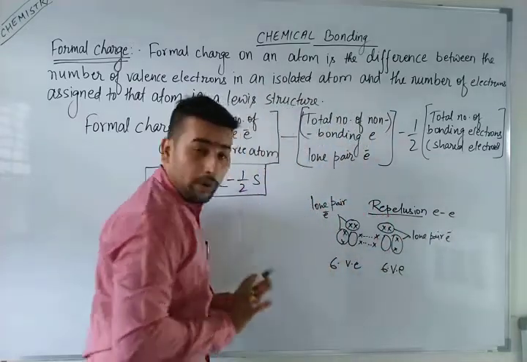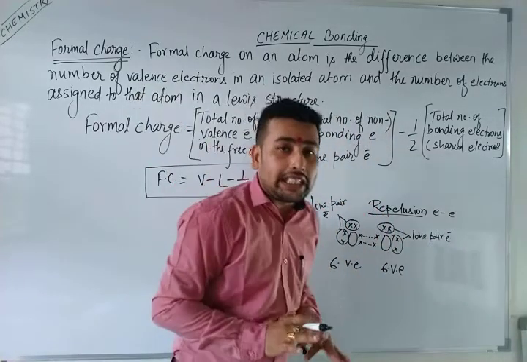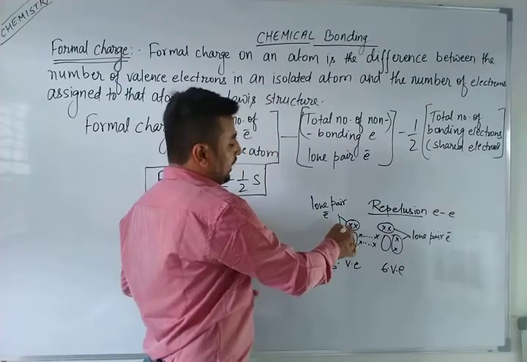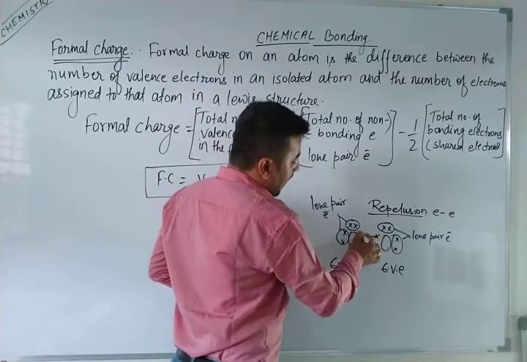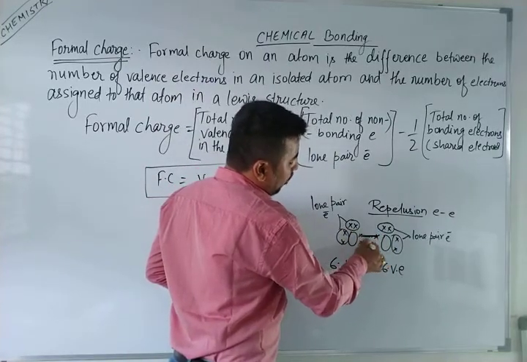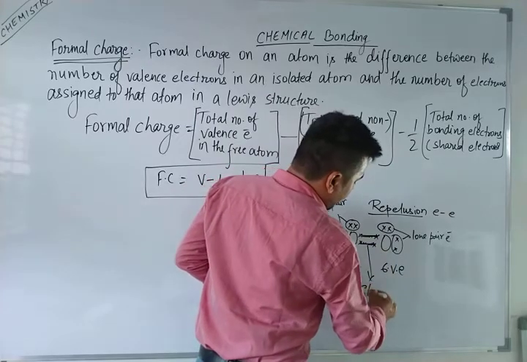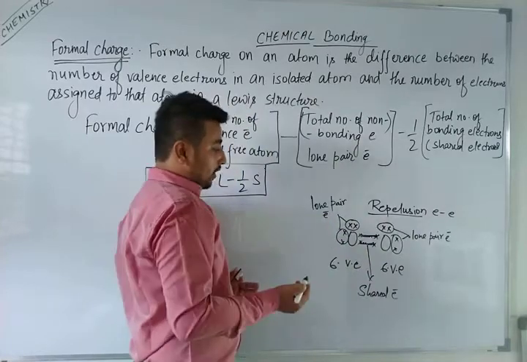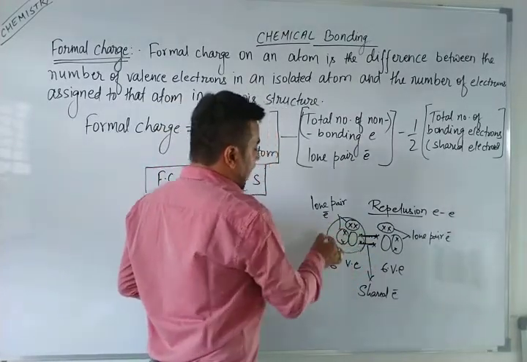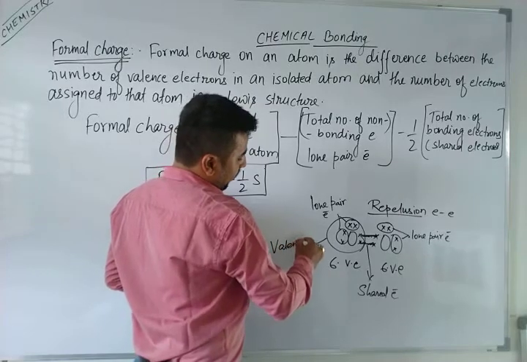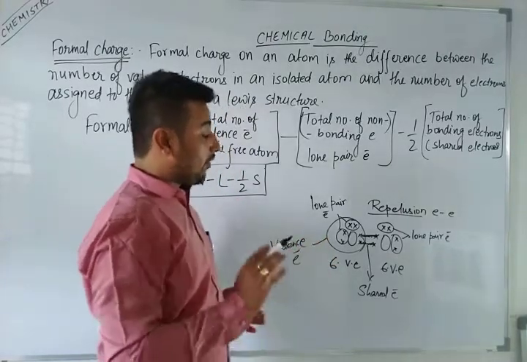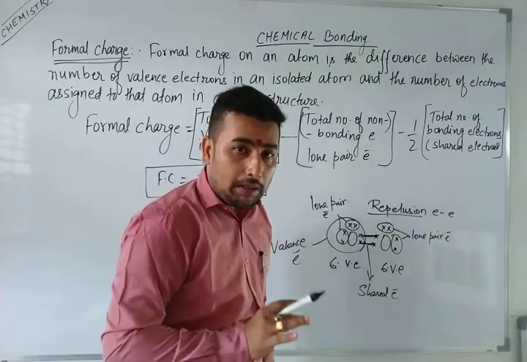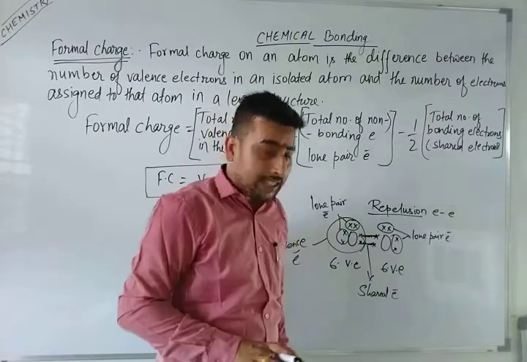Now you have understood what lone pair electrons are: the electrons which do not take part in making a bond or in sharing. These are called lone pair electrons. These are called shared pair electrons. There are two electrons, so shared pair electrons. And the total 6 are called valence electrons. So got it? How many types of electrons? 3 types. The total number of electrons in the outermost shell of a free atom is called valence electrons.